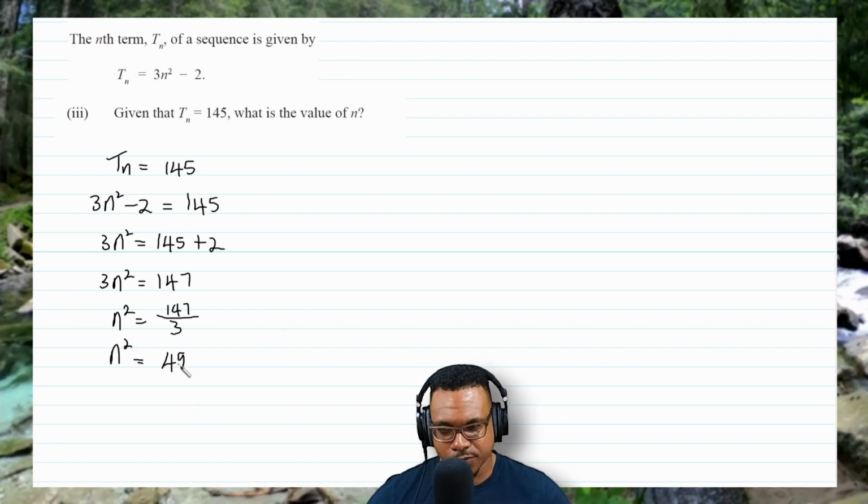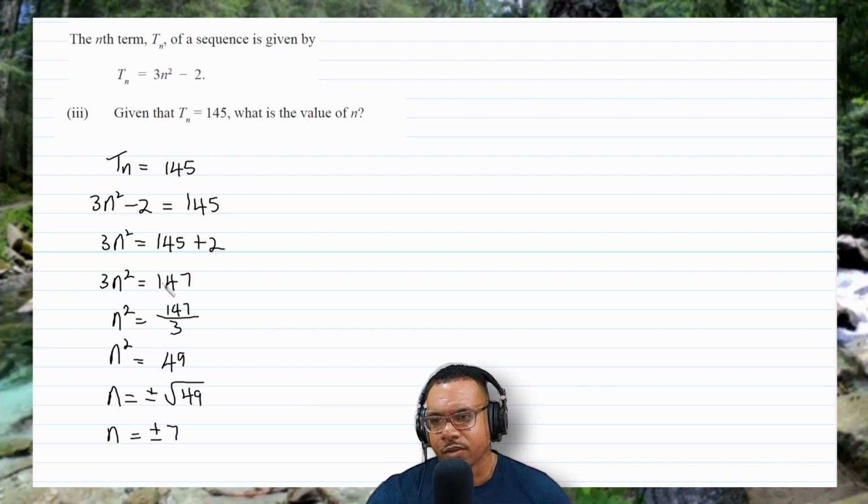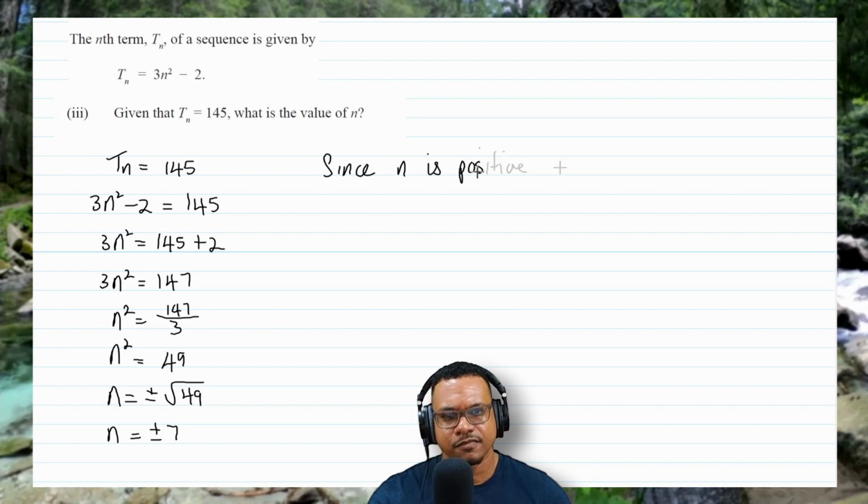Now see that n squared is equal to 49. n would be equal to plus or minus the square root of 49. So n is equal to plus or minus 7. Now seeing that it is a sequence, n cannot be negative because whatever is the first number would be the first term. It wouldn't be a negative number, it would be 1. And the number after that would be the second term, and you keep counting like that. So n would never be negative. So since n is positive, n is equal to 7.